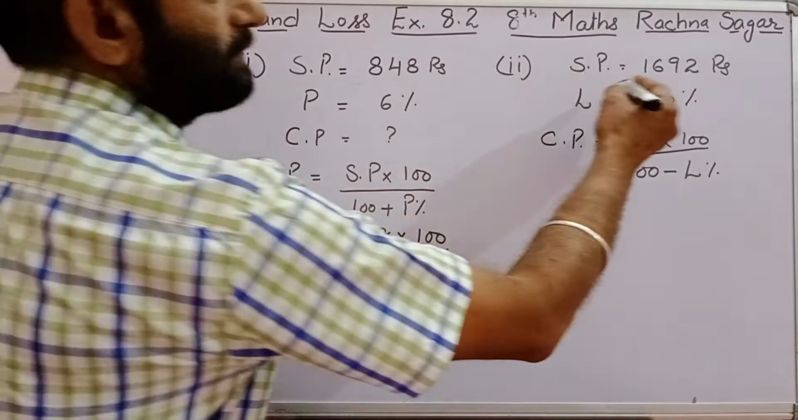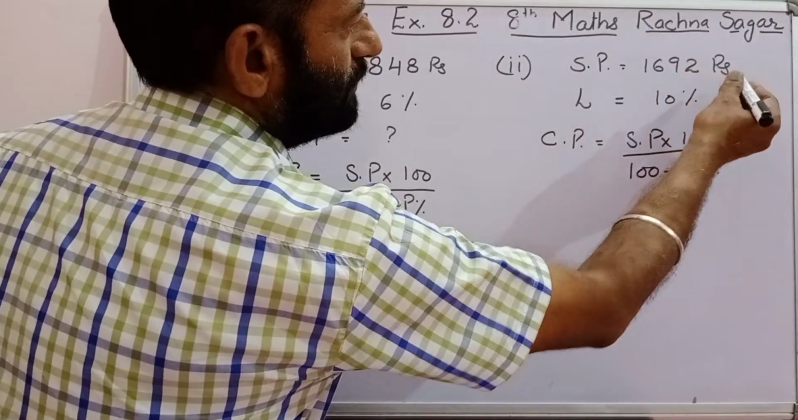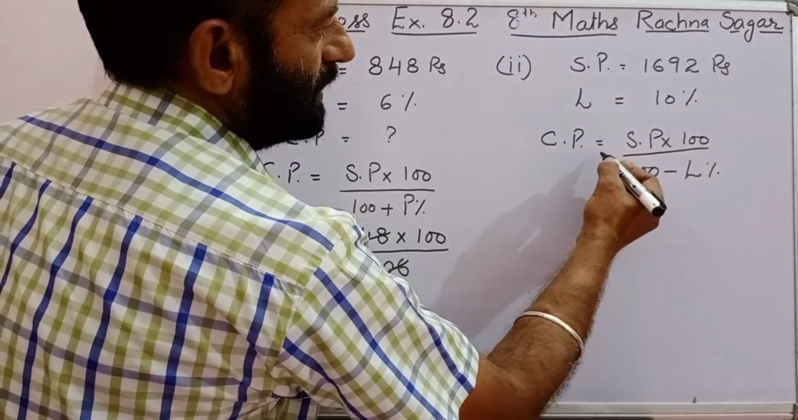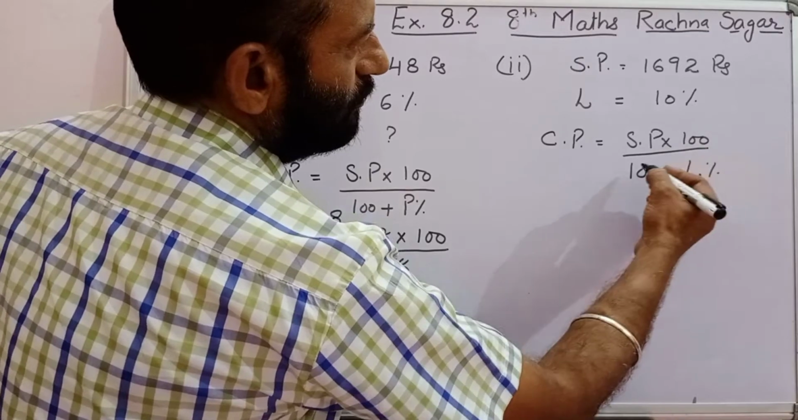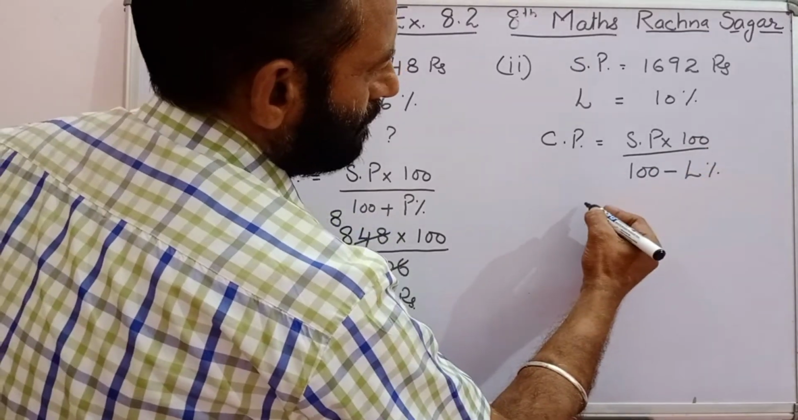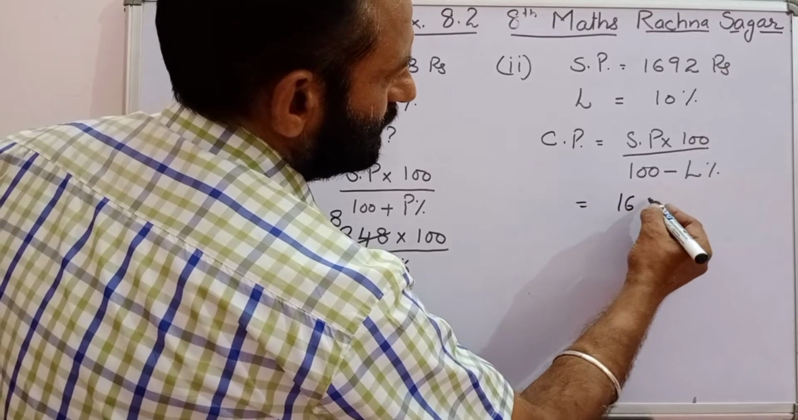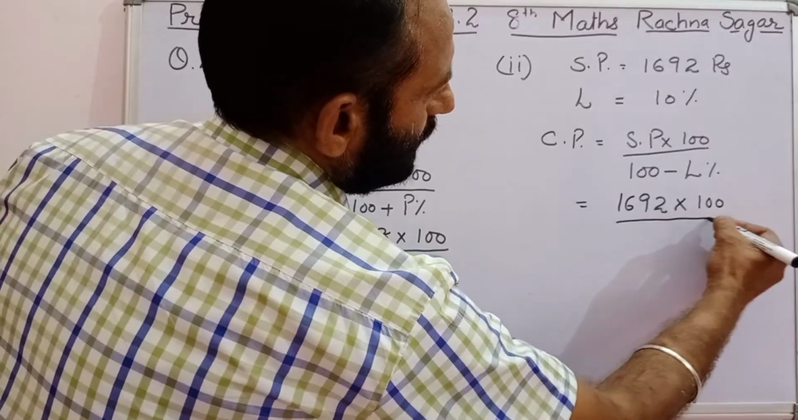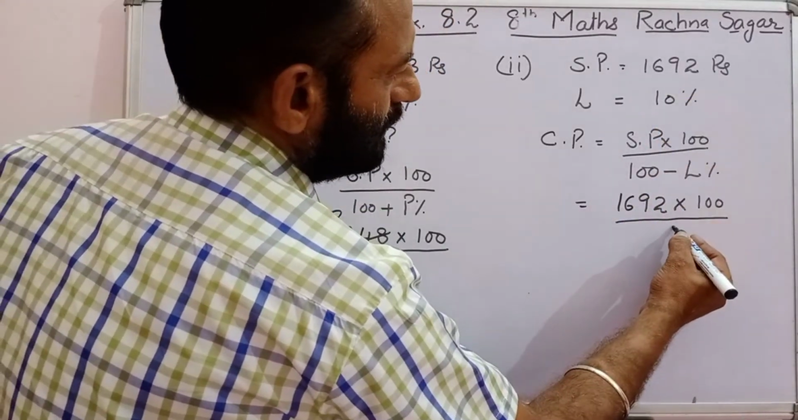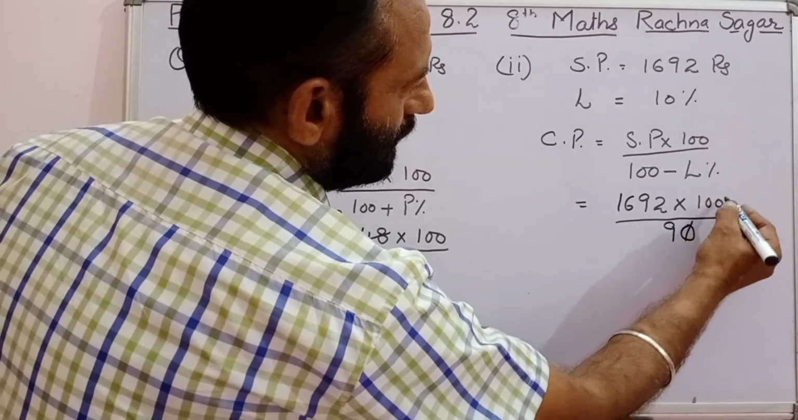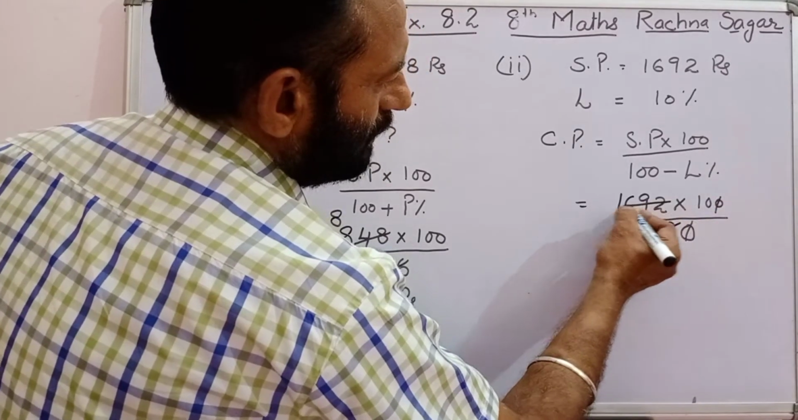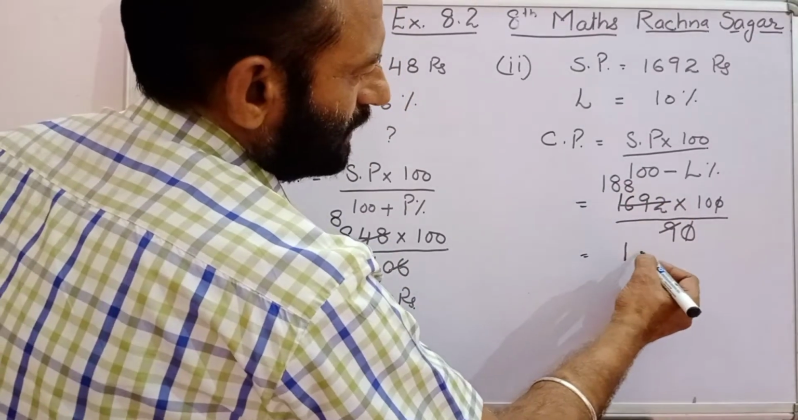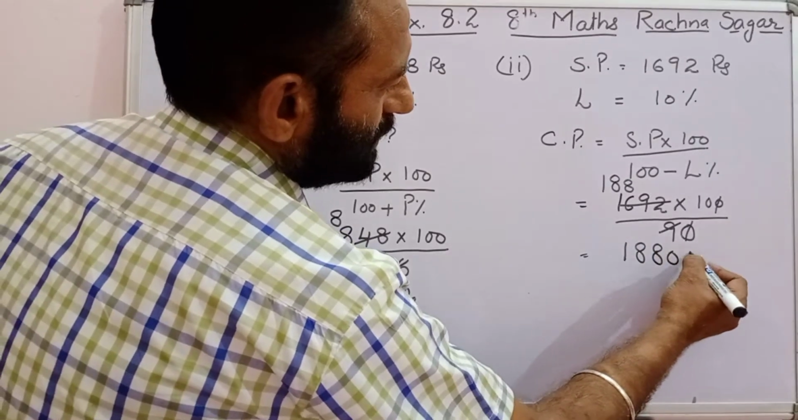Part 2, selling price is equal to 1692 rupees and there is loss of 10%. Now we know that in case of loss, cost price is equal to SP into 100 over 100 minus loss percent. So it is equal to 1692 into 100 over 100 minus loss percent, 100 minus 10, that is 90, and it comes out to be 1880 rupees.